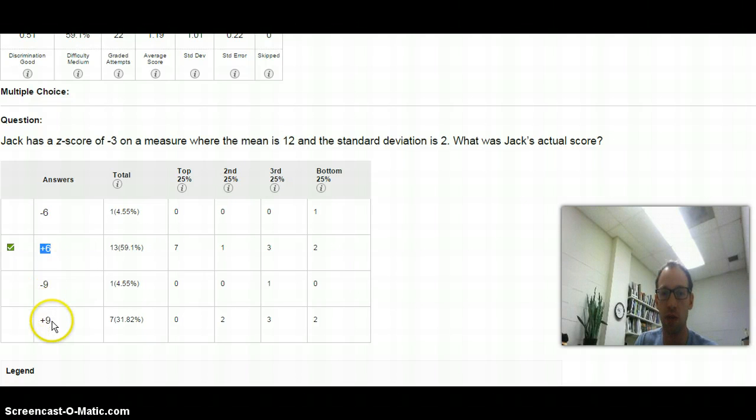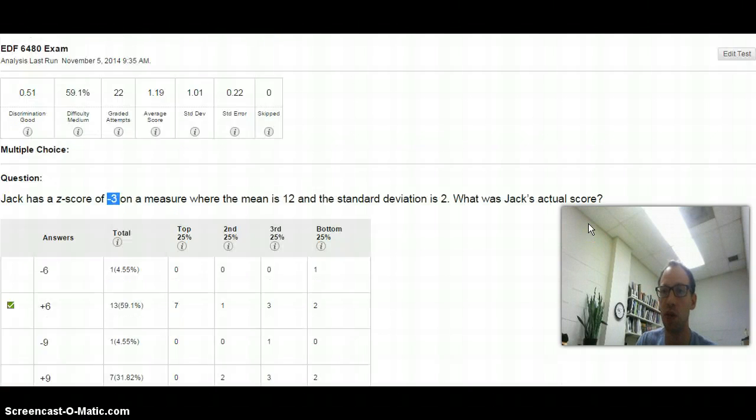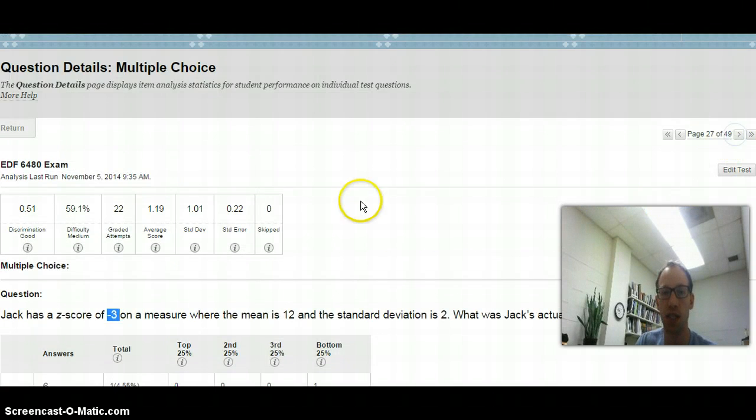Okay, the other popular answer there was 9. So 9 would be if the standard deviation was 1, and then he was 3 of those 1s below 12, that would give us a 9. But because the standard deviation is 2, and the z-score is the number of standard deviations away from the mean, we know that he was 6 below the mean of 12. In other words, he had 6.